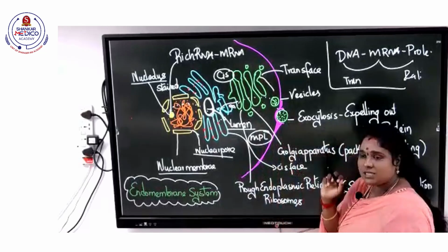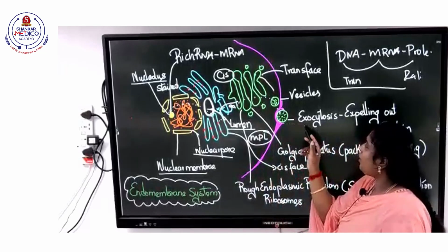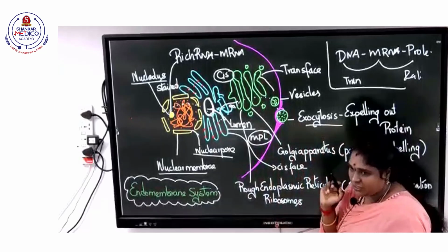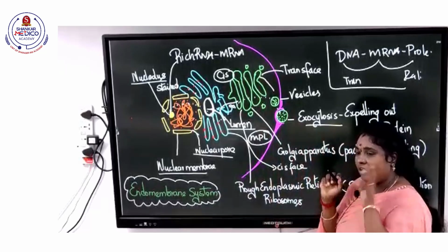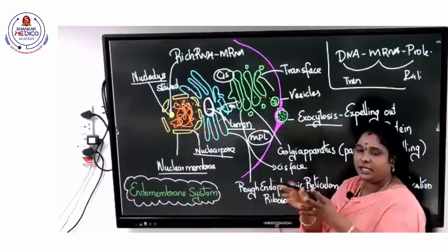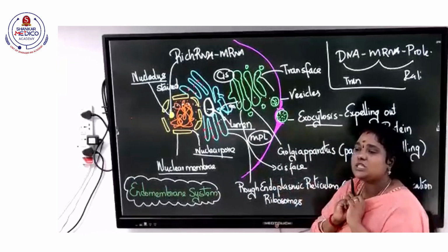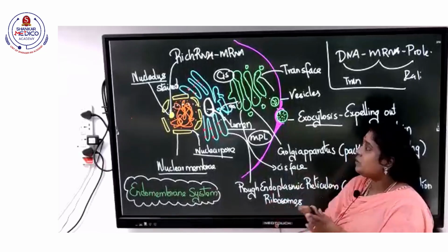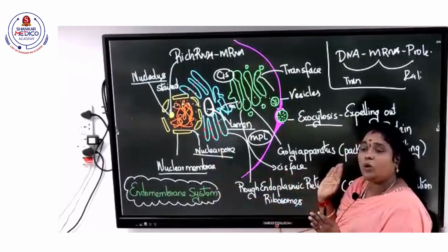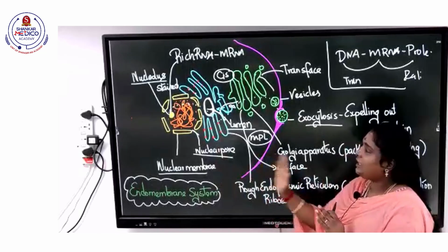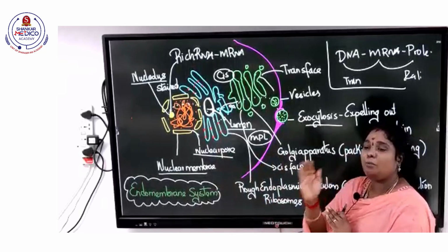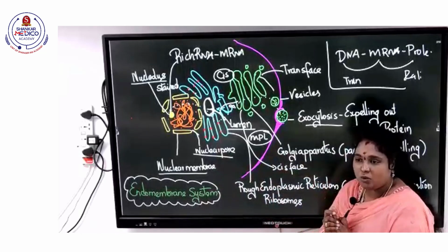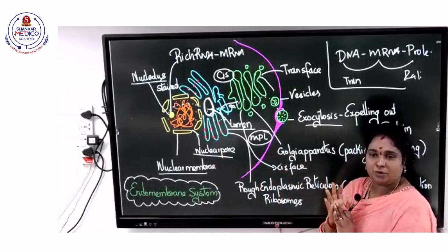When it fuses with the plasma membrane, it will undergo a process called exocytosis. What is exocytosis? It will come out and it will make a vomiting. What do you mean by cell vomiting? Exocytosis occurs. They will just expel out the protein. When this work is done in a coordinated manner, we call the entire system the endomembrane system. Do you understand?